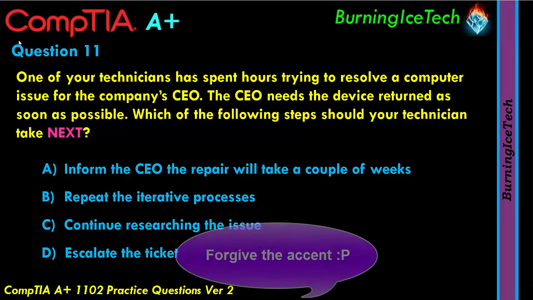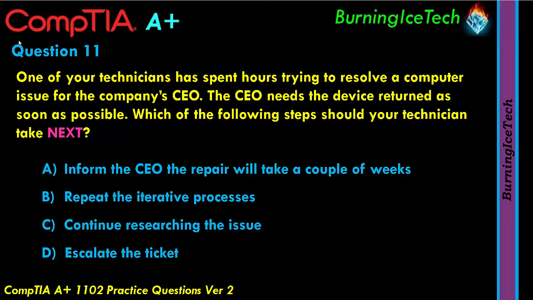B. Repeat the initial processes. I mean, if you haven't resolved it the first time you did those processes, then what makes you think it's going to be different the second time? So I don't think it's B. If there's nothing else, then I'll go for B, but I don't think it's B. C. Continue researching the issue. So far, that's the most plausible one. It doesn't sound like a very good answer, but out of the three I've mentioned so far, that sounds like the most plausible one.